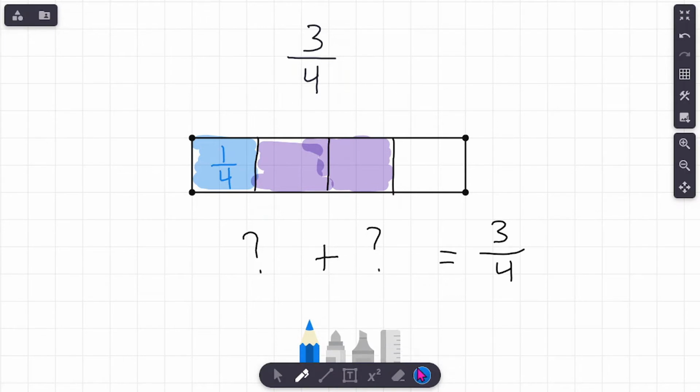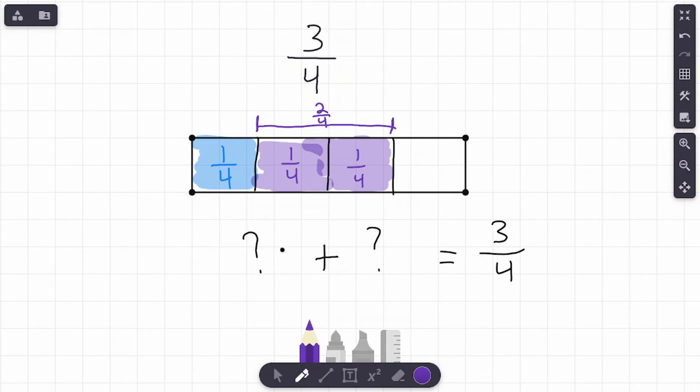Okay. Now, what about how many sections are colored in purple? Well, I see another 4th, and I see another 4th. So how much is shaded in here in purple? 2/4, right? Got to write it kind of small there, but 2/4.